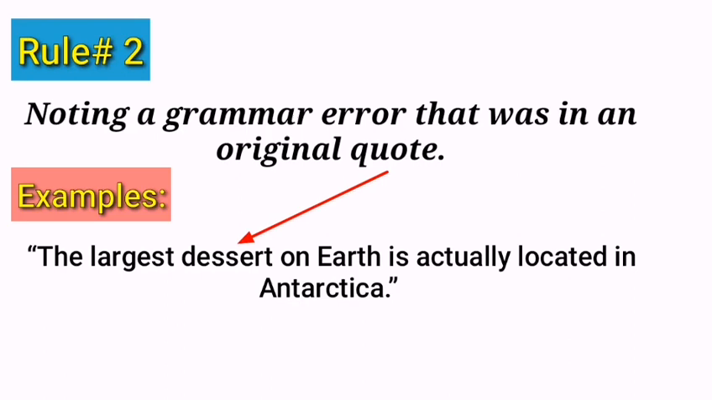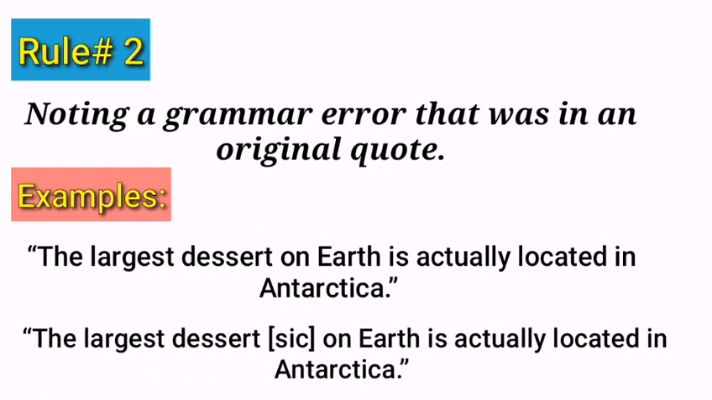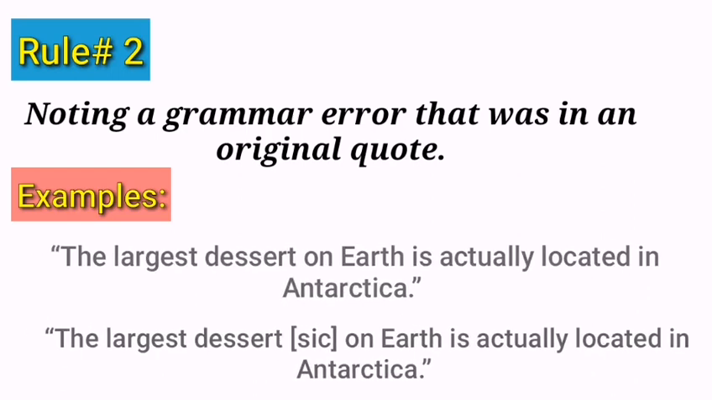Basically, if I want to quote this information, we would use it like this: "The largest dessert [sic] on Earth is actually located in Antarctica." You can see, after the incorrect word, dessert, we have used the brackets and the term sic. Actually, we have not corrected it, but we have just informed the reader that there is a mistake in the original text, and the person who is quoting has not made it correct but informed the reader about the mistake.